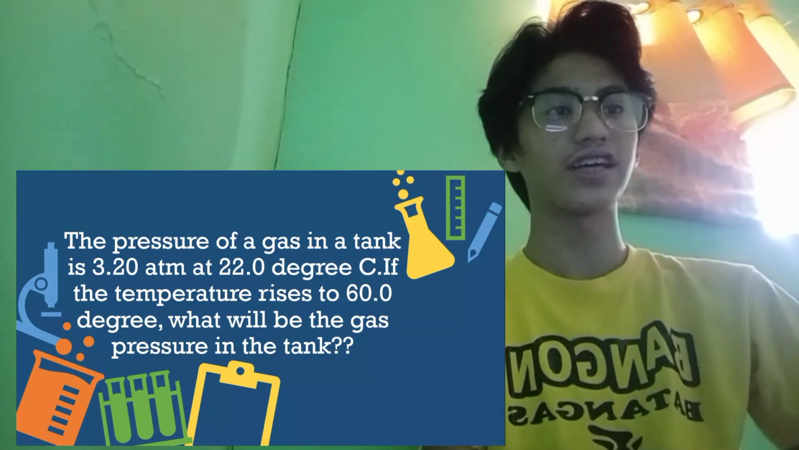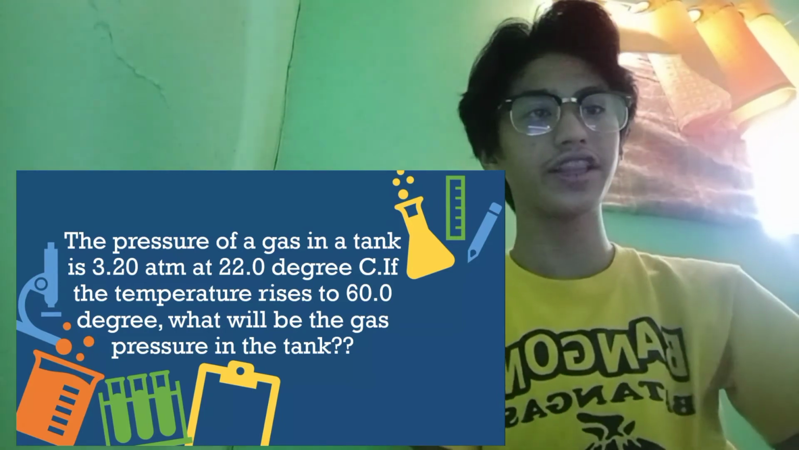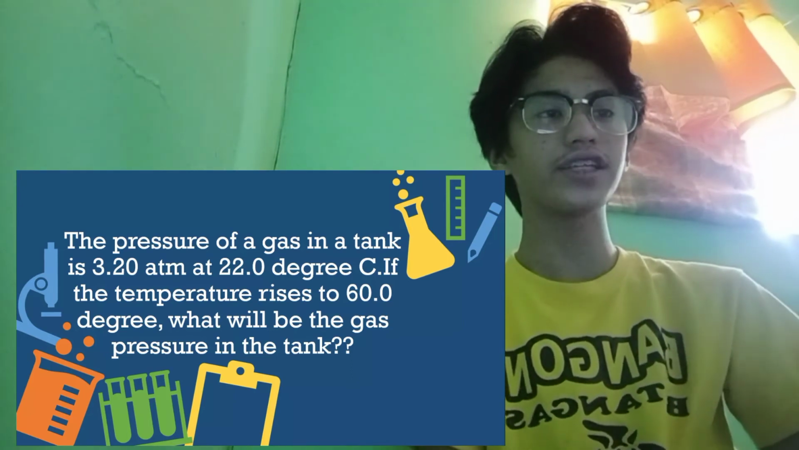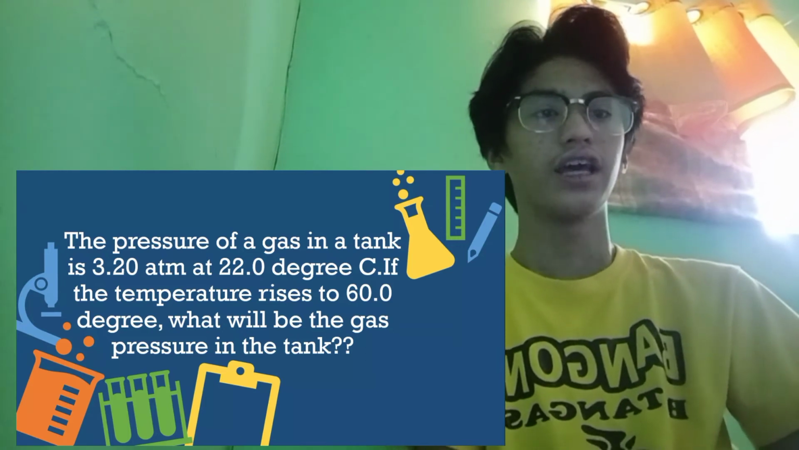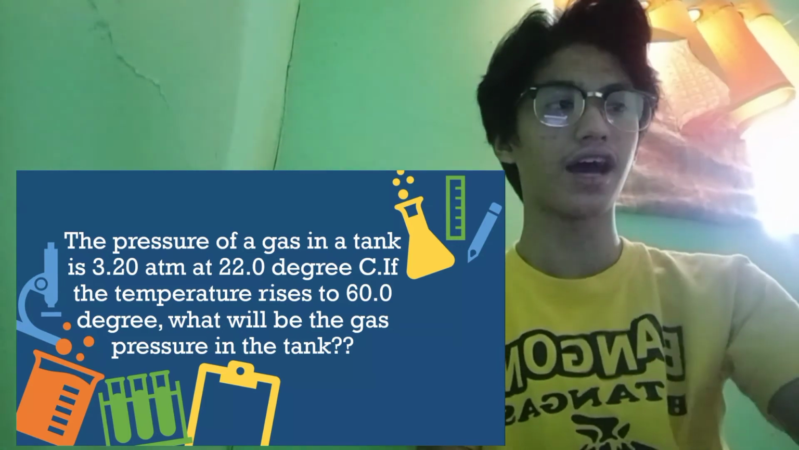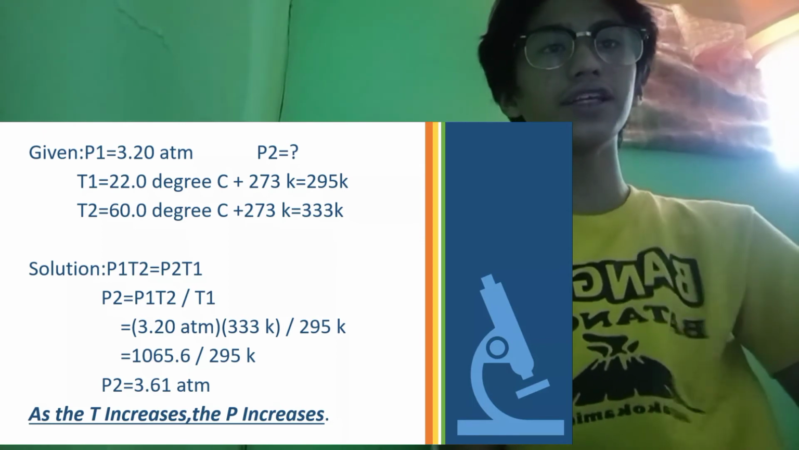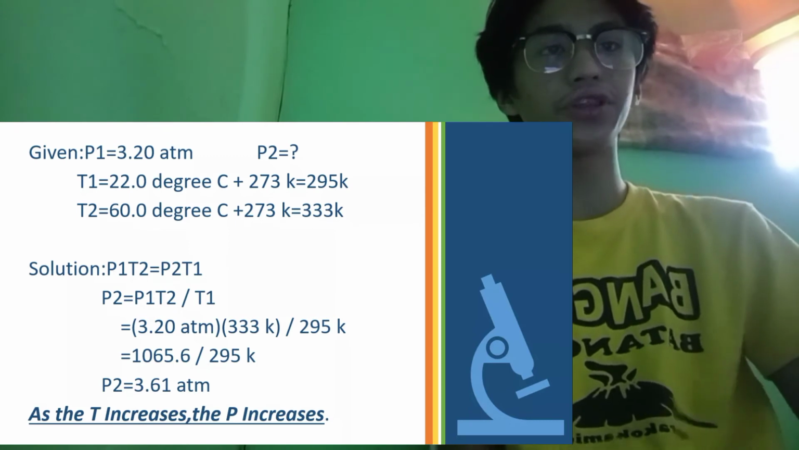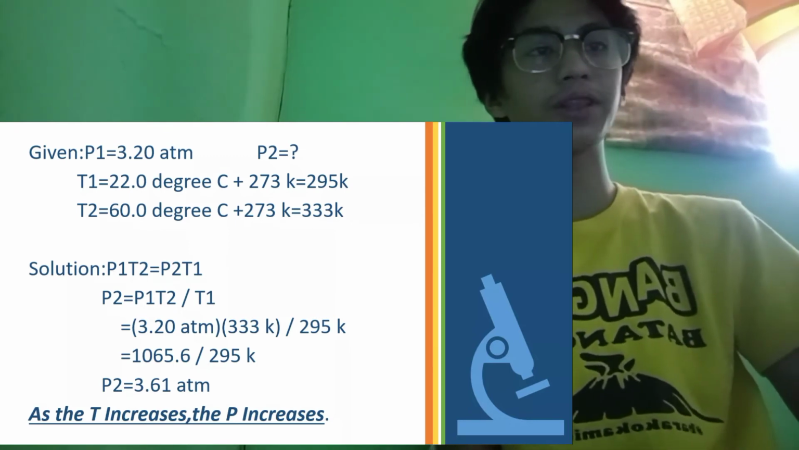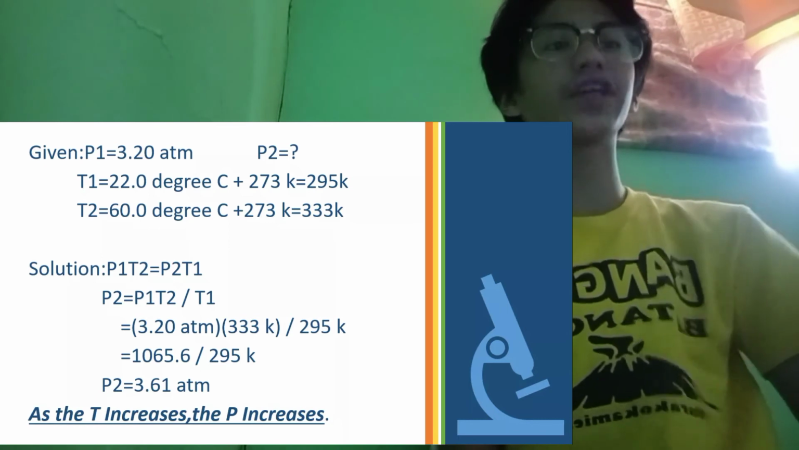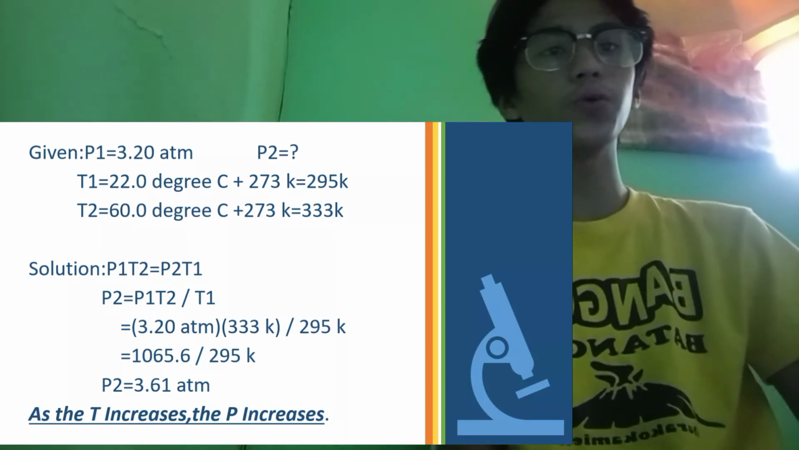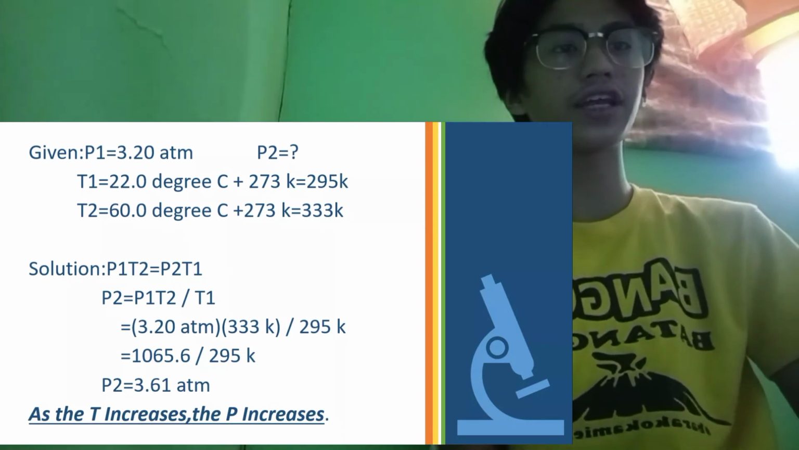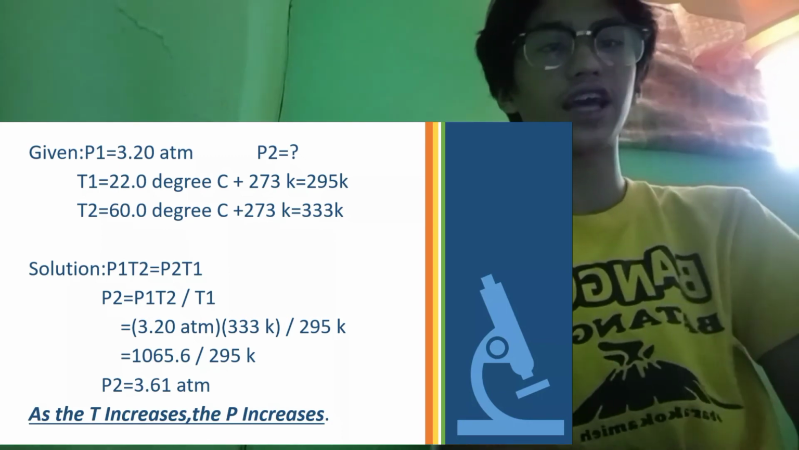The pressure of a gas in a tank is 3.20 atm at 22 degrees Celsius. If the temperature rises to 60.0 degrees Celsius, what will be the pressure in the tank? Given: P1 is equal to 3.20 atm, T1 is equal to 22 degrees Celsius plus 273 K is equal to 295 Kelvin. T2 is equal to 60.0 degrees Celsius plus 273 K is equal to 333 Kelvin.